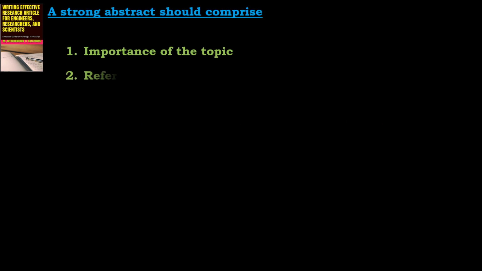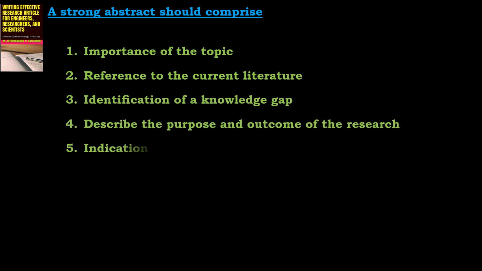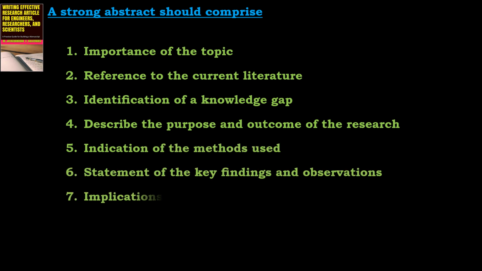1. Importance of the topic. 2. Reference to the current literature. 3. Identification of a knowledge gap. 4. Describe the purpose and outcome of the research. 5. Indication of the methods used. 6. Statement of the key findings and observations. 7. Implications of the findings.